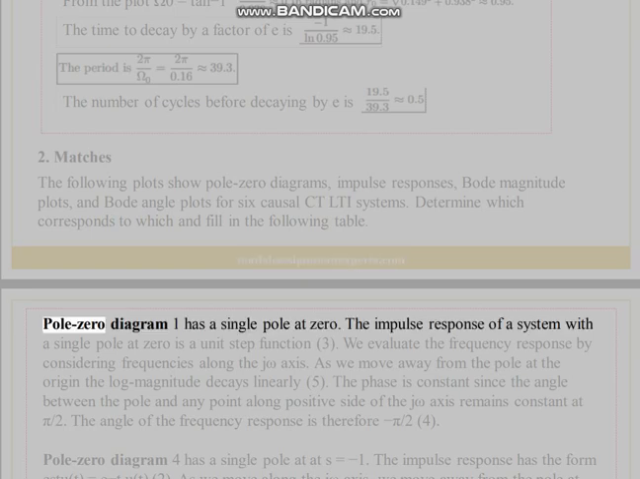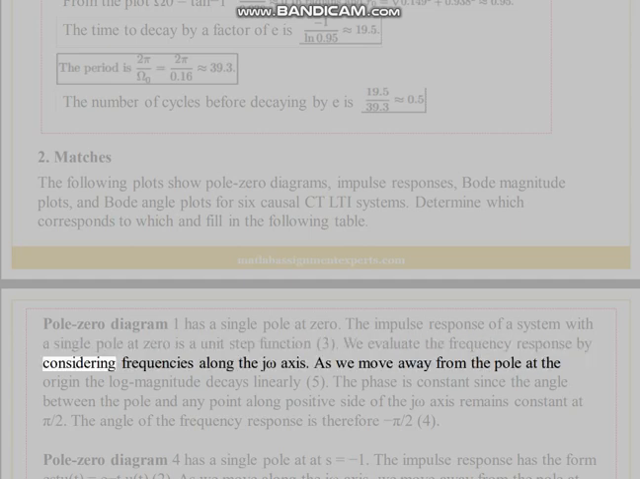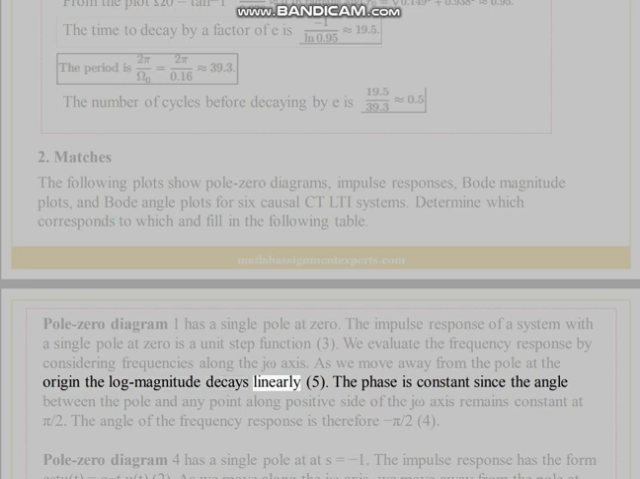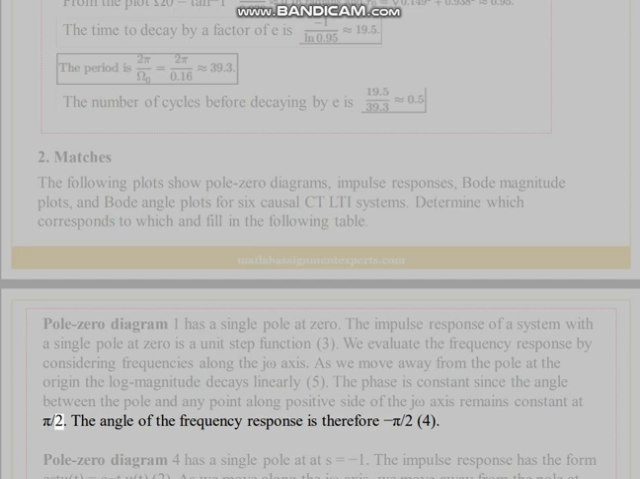Pole-zero diagram 1 has a single pole at 0. The impulse response of a system with a single pole at 0 is a unit step function, 3. We evaluate the frequency response by considering frequencies along the j-omega axis. As we move away from the pole at the origin, the log magnitude decays linearly, 5. The phase is constant since the angle between the pole and any point along the positive side of the j-omega axis remains constant at pi/2. The angle of the frequency response is therefore -pi/2, 4.